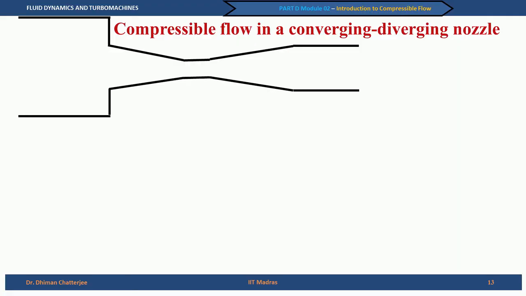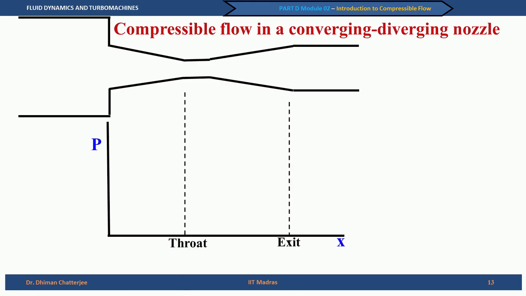Description is essentially the same. We have a reservoir and it is connected, instead of a converging nozzle, to a converging diverging nozzle with some back pressure Pb, and we want to do the same exercise of finding out pressure versus x, that is, distance. We can mark the region for the throat and mark the region for the exit.